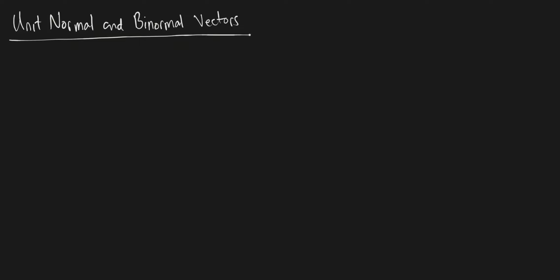In this video, we're going to take a look at a couple more special vectors that are associated with these vector curves. Now, previously we defined the unit tangent vector. Just as a reminder, let's say we have a curve. This could be flying somewhere in space. So there is the curve, and we have its vector function.